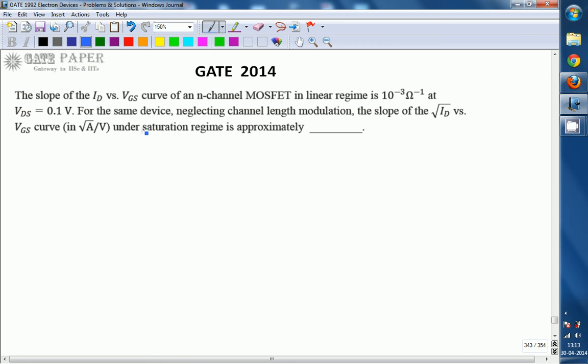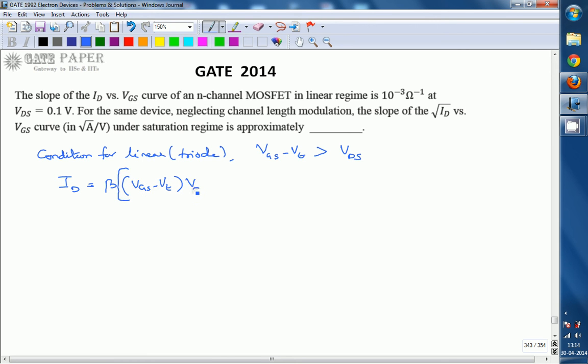So we know the condition for an NMOS transistor to be in saturation and in the linear region. The linear region is also called the triode region. In the triode region, VGS minus VT should be greater than VDS. So the drain current in this region is beta times (VGS minus VT) into VDS minus VDS square by 2.